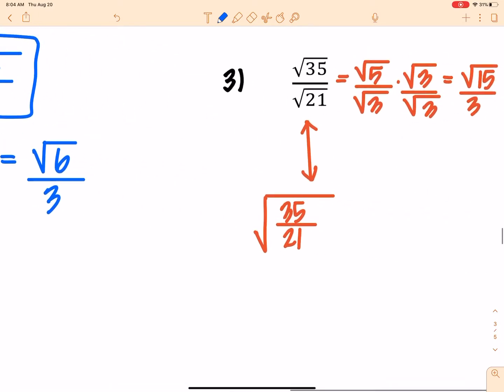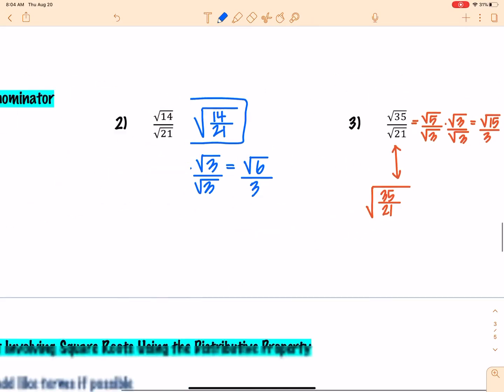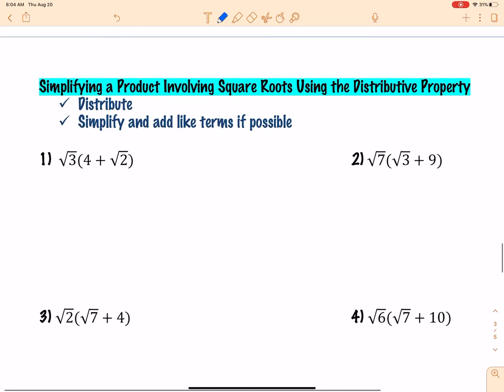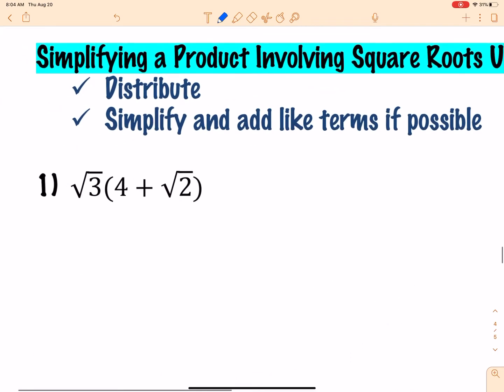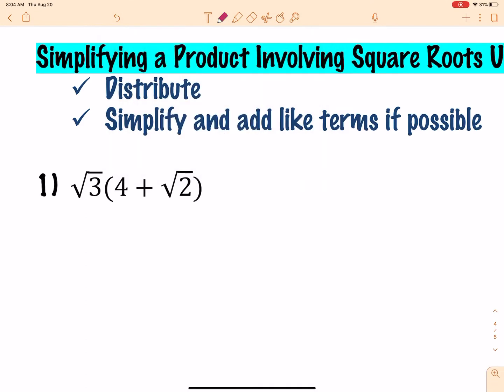Number 3, you should get square root of 15 over 3 as your final answer. All right, almost there. So next one is just simply distributing. I don't think you're gonna have too much of an issue here, but it pops up from time to time with you guys struggling. So you just distribute as you normally would.